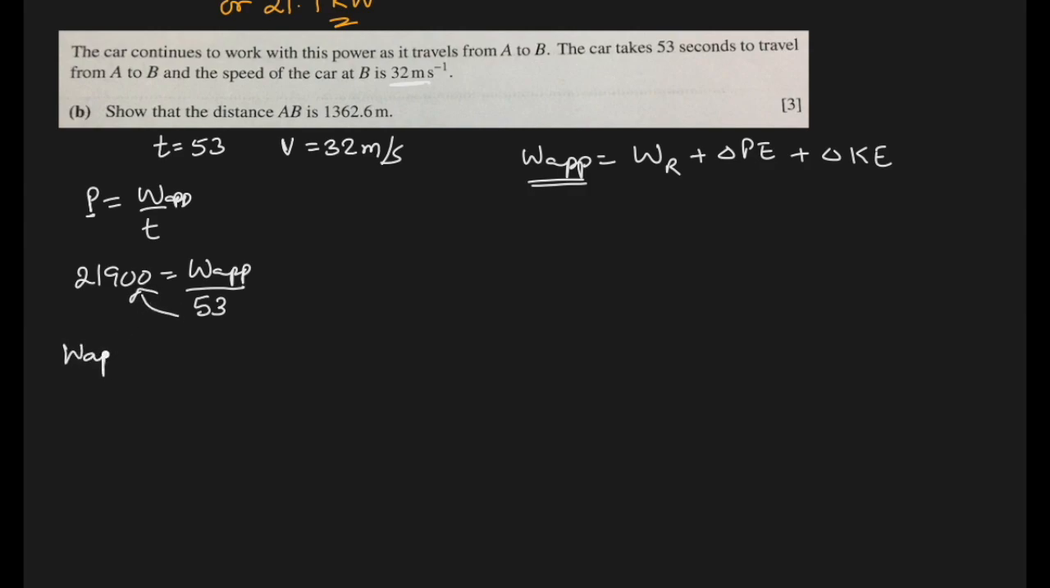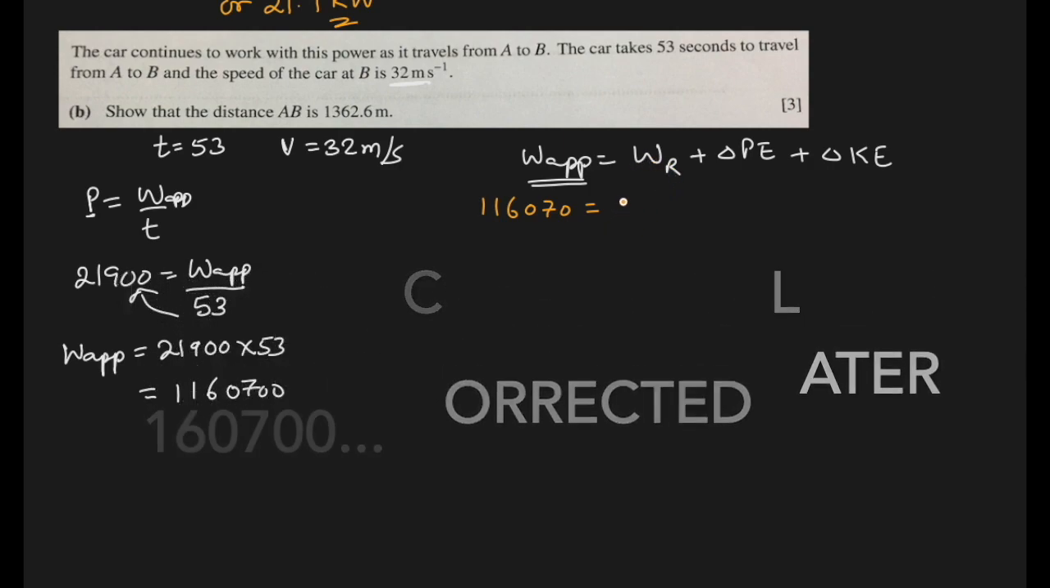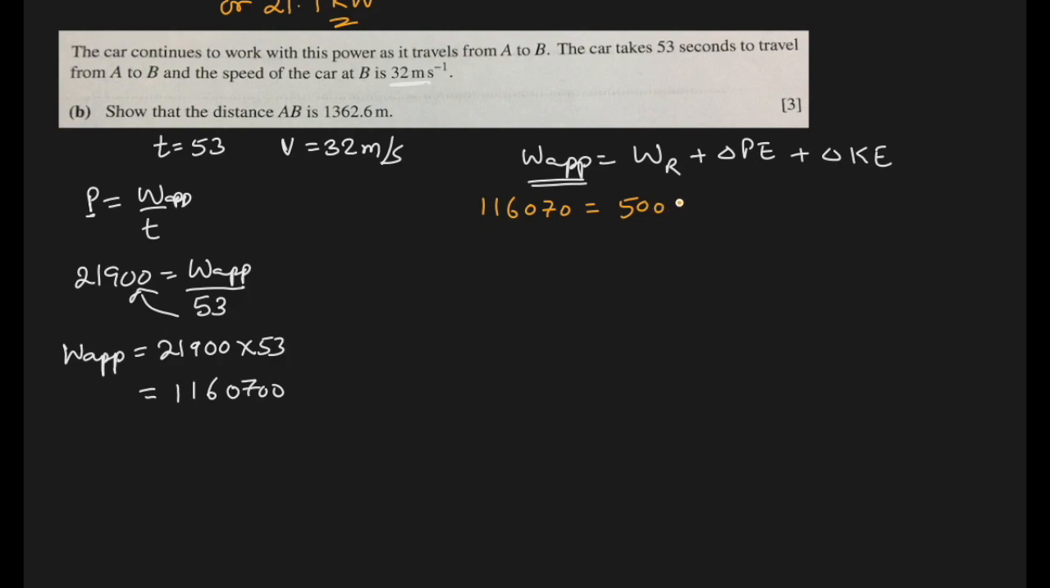So applied work is 21900 times 53, which will be 1160,700. And that's what we're going to do here. 116070 is applied work. Resistive work done by the resistive force will be, how much was the resistive force? 500, multiplied by distance. Let me remind you again, work is force multiplied by the distance traveled by the object. So force times distance.